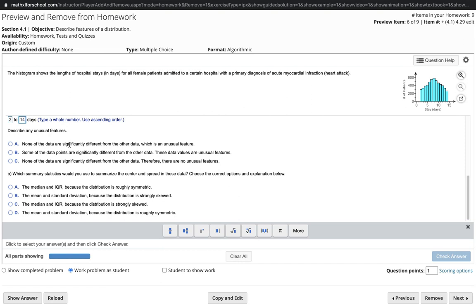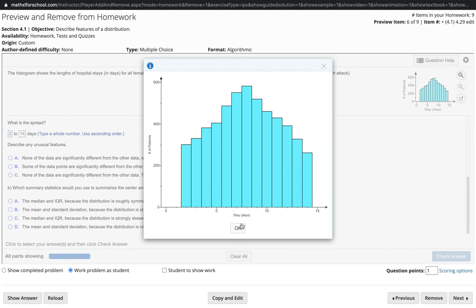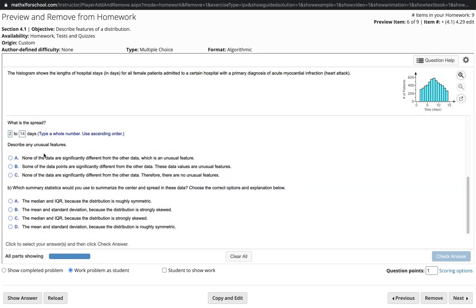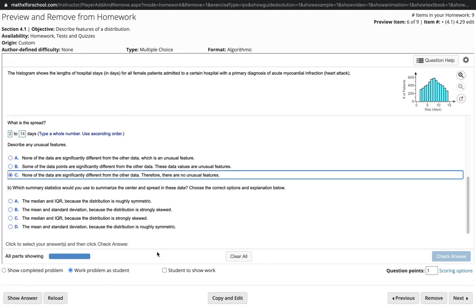Describe any unusual features. Are there any gaps or outliers? Clearly not in this case. There are no gaps and no outliers. So therefore, there are no unusual features. Which choice says that? C. None of the data are significantly different from the other data. Therefore, there are no unusual features.